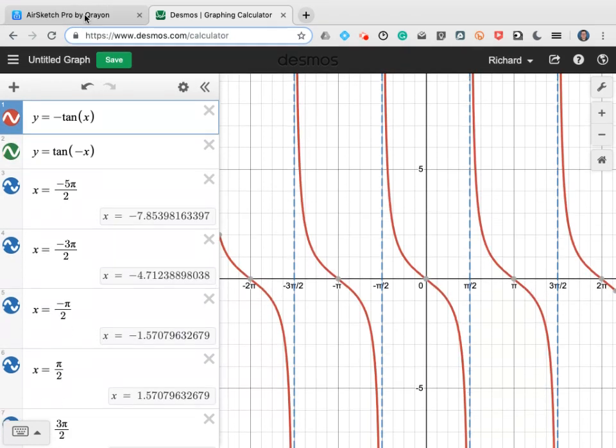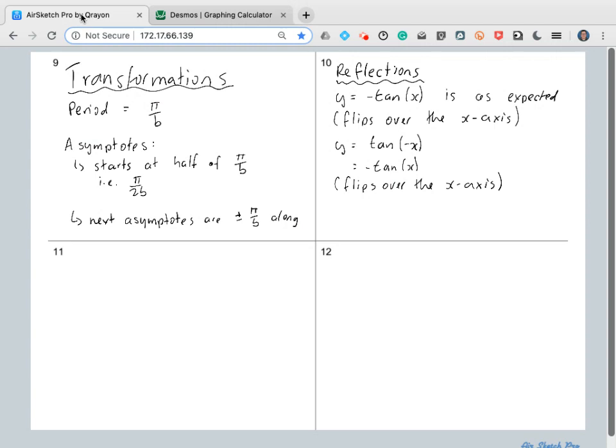Okay, so reflections really, whenever you see a negative either on the input, i.e. tan of negative x, or a negative output, i.e. negative tan of x, then you know it just flips. That's all.